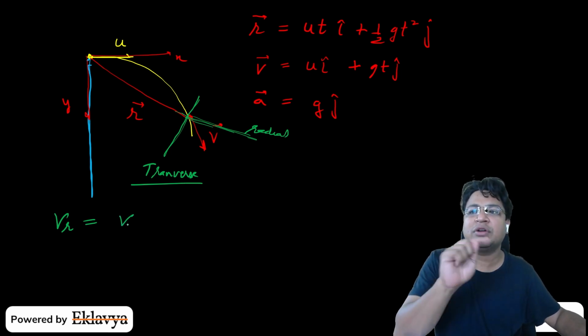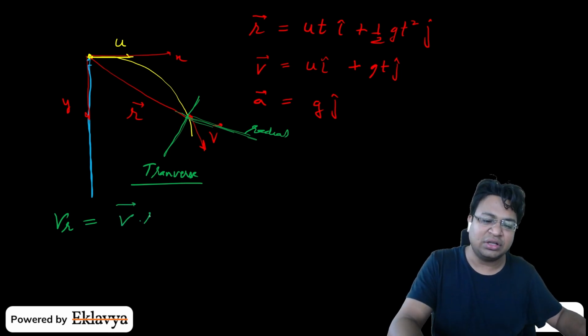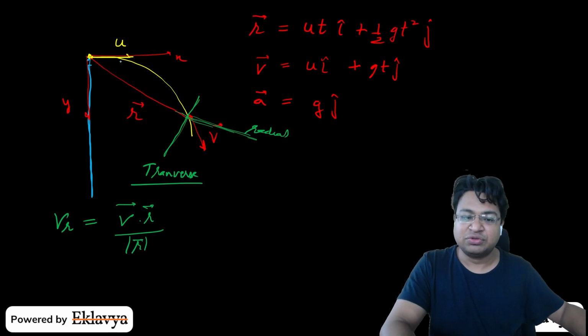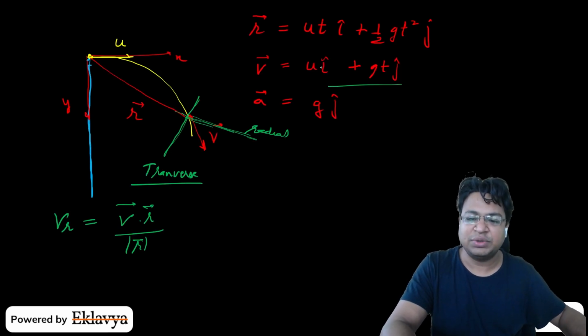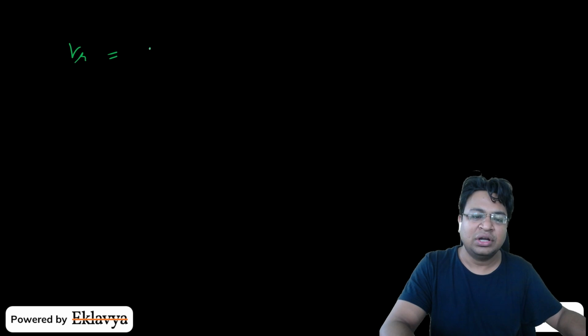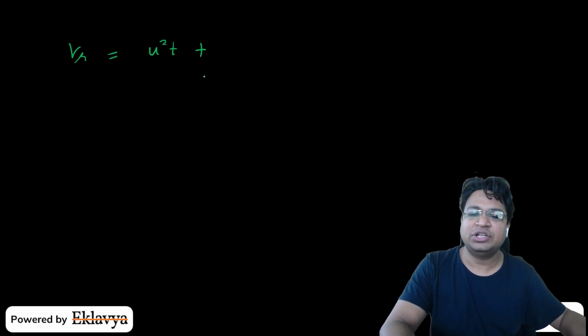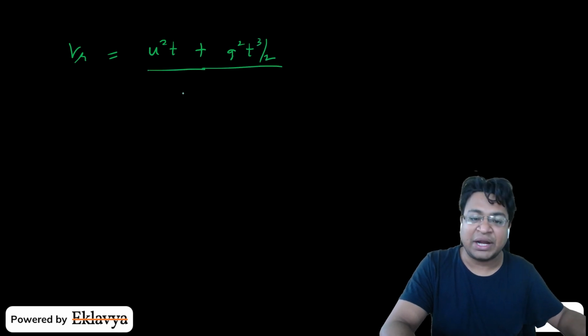And how do we write component of one vector along the other vector? We take the dot product and we divide with the magnitude of r vector. So that will give us component of velocity vector along r vector. All right, let's do that. So VR will be V vector dot R vector. So this is V, this is R. The dot product will give us U square T plus G square T cube by 2, and then we divide it with the magnitude of R vector.